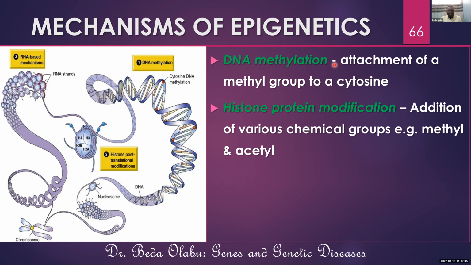The other mechanism is modification of the histone proteins. The histone proteins are the proteins that hold the DNA. Remember, the DNA is highly coiled so that it doesn't break easily. That's the reason for high coiling of the DNA, so that it doesn't break easily. So the histone proteins are usually modified, again, with the addition of a methyl or acetyl group onto them.